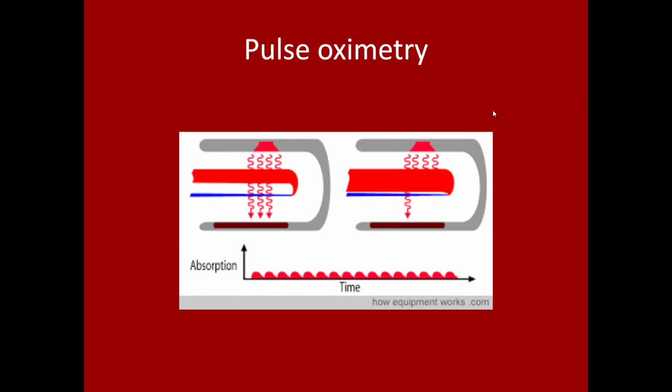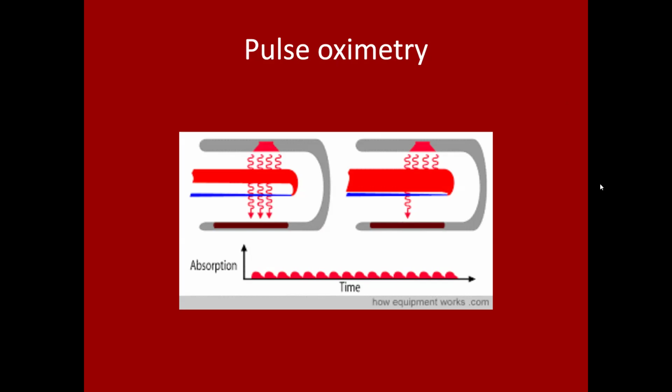So you can see on this graph down here at the bottom, which shows time versus absorption, that with time, there's different amounts of absorption of light as the pulse is happening. If you listened to our earlier lecture on arterial waveforms, you'll remember that the pulse is a waveform that goes up and down in amplitude with each heartbeat.